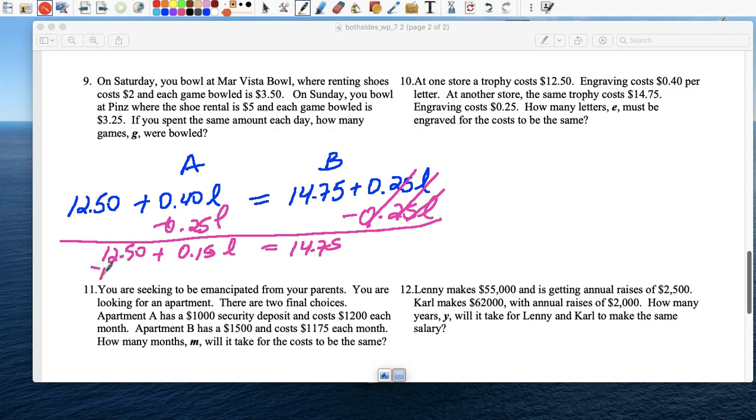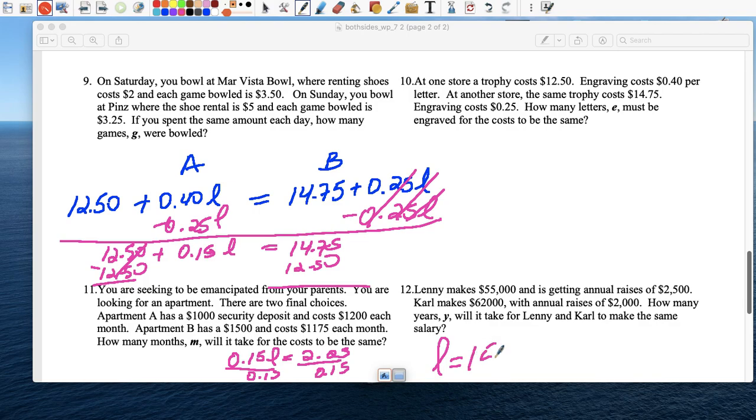We're going to subtract 12.50 from both sides. That goes away. Let me put it over here at the bottom. 0.15 L equals $2.25. Divide both sides by 0.15, 0.15, and we get, I think, 15 letters. And L, the number of letters, is 15.